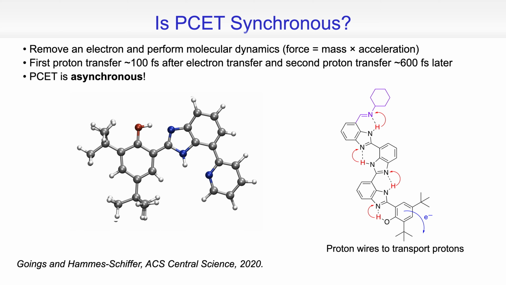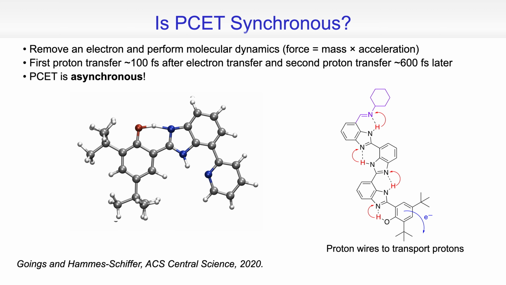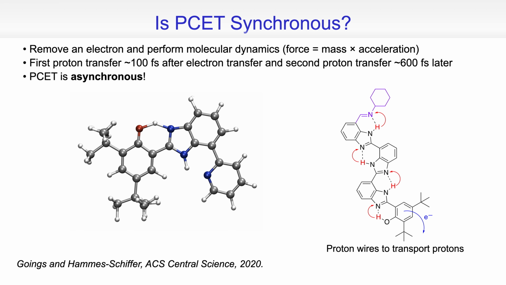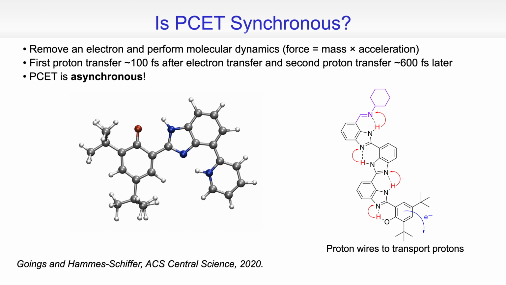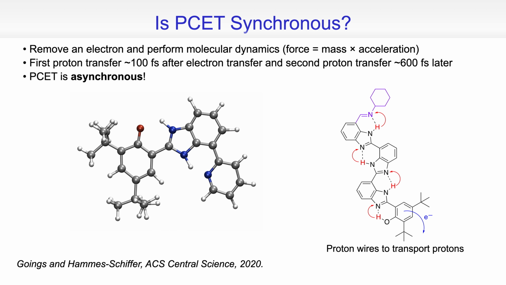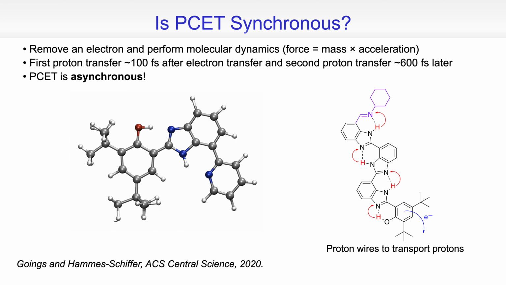You can see they're all moving around. These 2 white spheres here are the protons that are transferring. And what we find is they're not happening at exactly the same time, even though our experimental collaborators said all they see is all of the protons either in their initial places or in their final places, nothing in between. What we're seeing here is a delay between these 2 proton transfers. The first one occurs about 100 femtoseconds after electron transfer, and the second one occurs about 600 femtoseconds later.